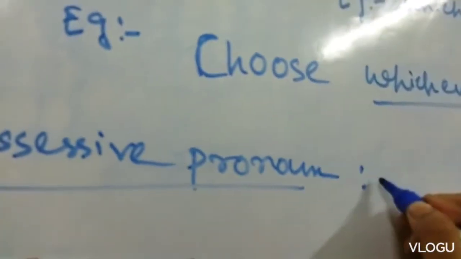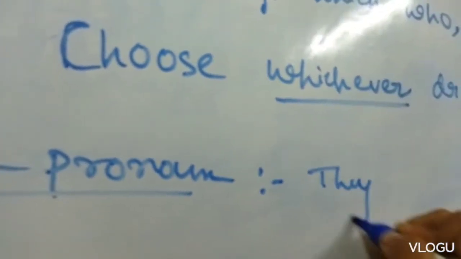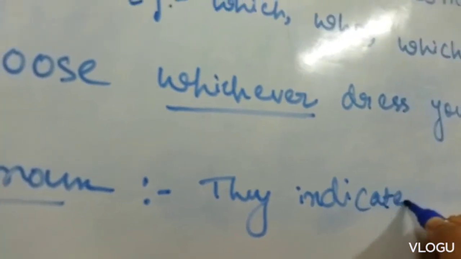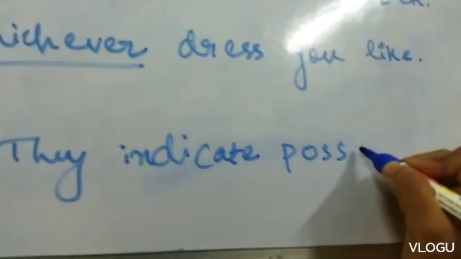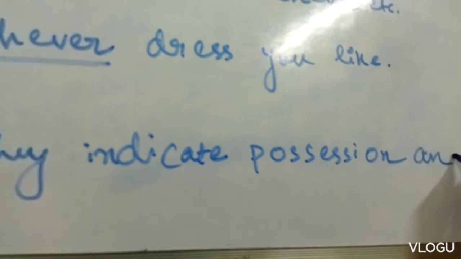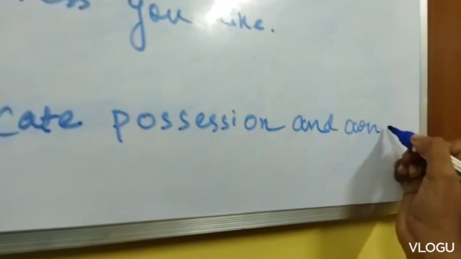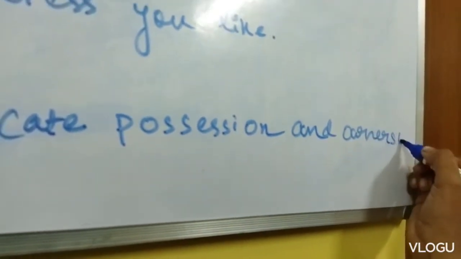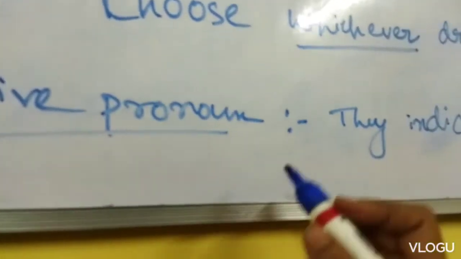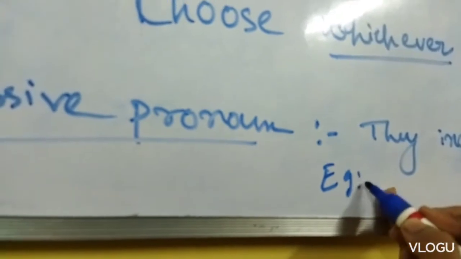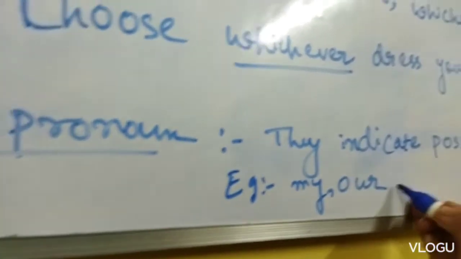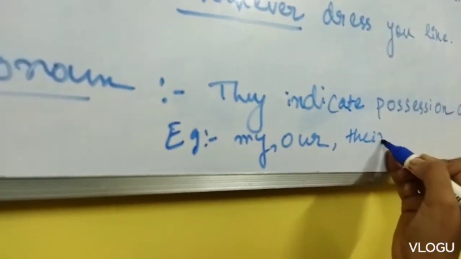What is this possessive pronoun? They indicate possession and ownership. Okay, let me give some examples. Example, we can say that my, our, their.